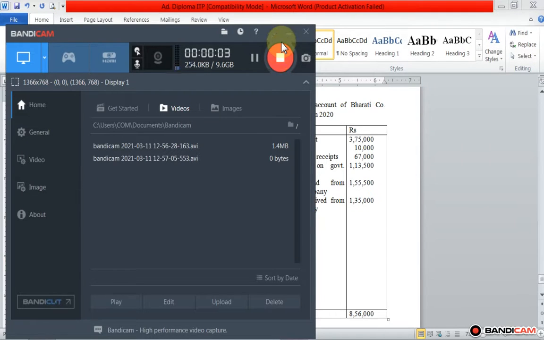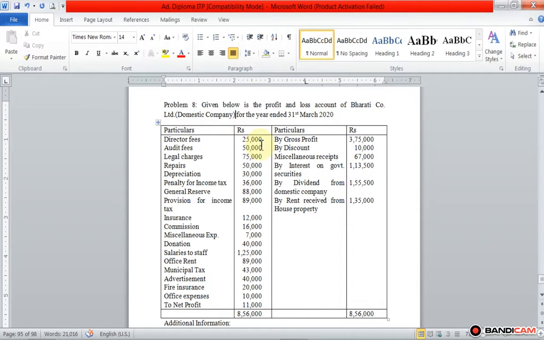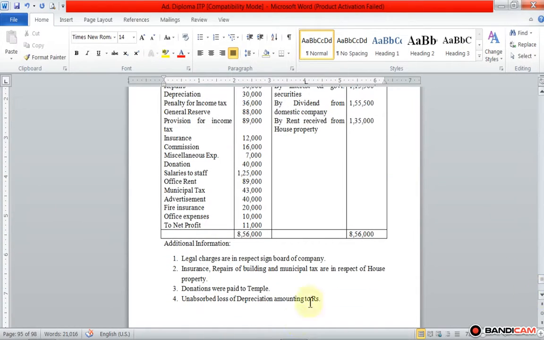Hello students, in our previous lecture we studied the computation of total taxable income of a company as well as the tax liability of the company. In today's lecture we are going to solve practical problem number 8, that is, computation of total taxable income as well as the tax liability of the company.